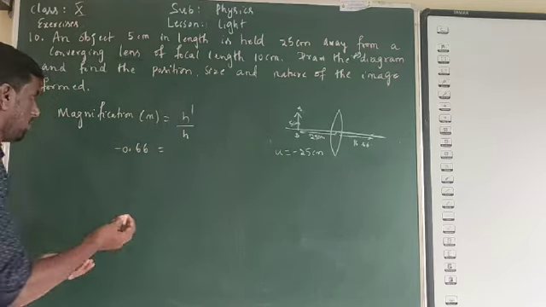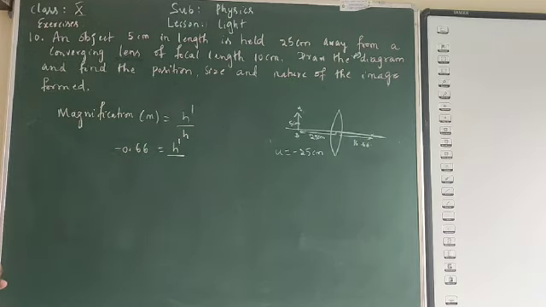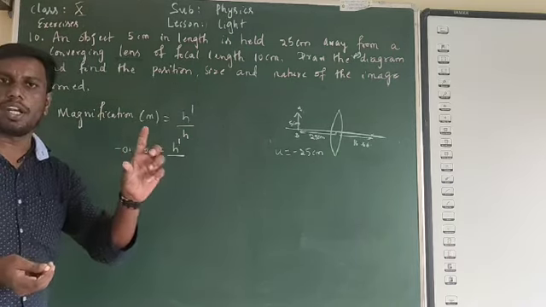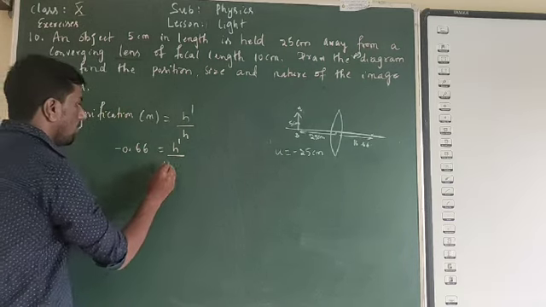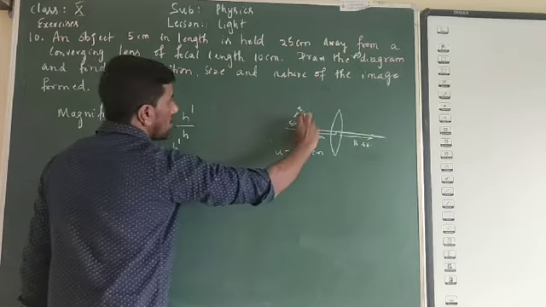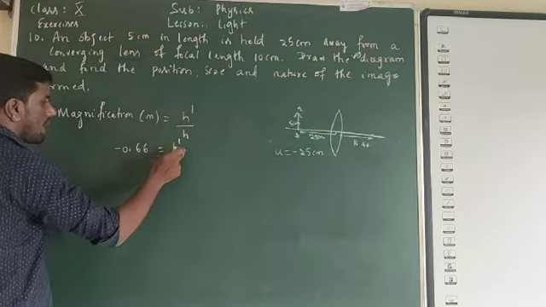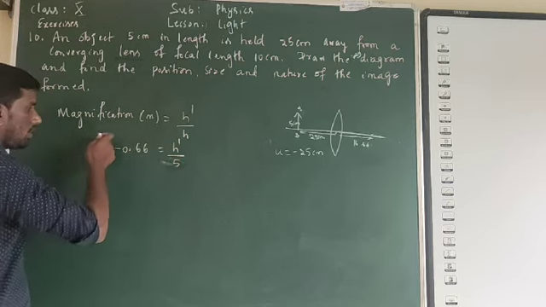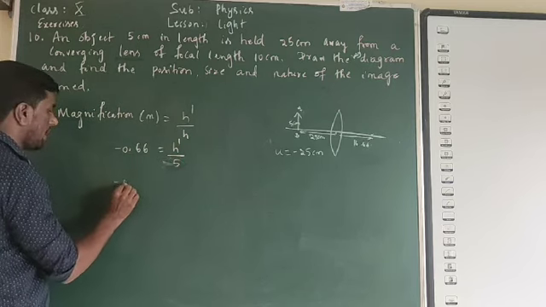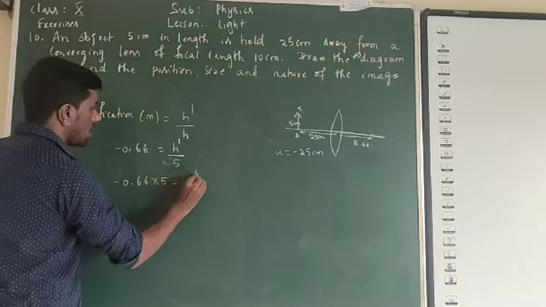H dash is the image height. We don't know, so we will write that as it is. H is the object height. What is the object height they have given? They have given 5 centimeter. We write 5 centimeter because it's a 5 centimeter object height. Okay. So we find out h dash. It is divided, so if you bring it to the other side, it will get multiplied. Correct. So 0.66 into 5 is equal to h dash.